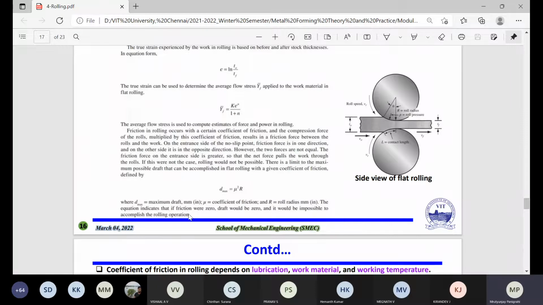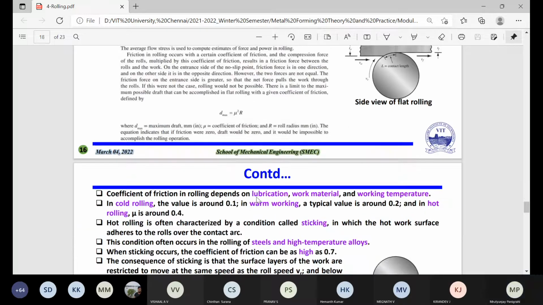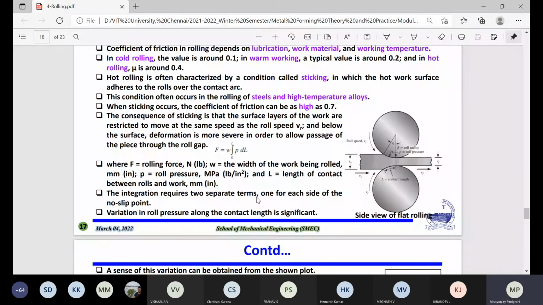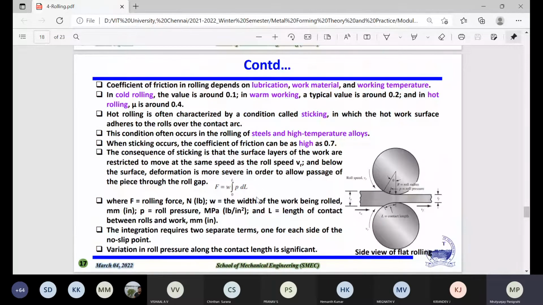And the equation indicates that if the friction is zero, then of course the draft will be zero. So the maximum draft is directly proportional to the friction.